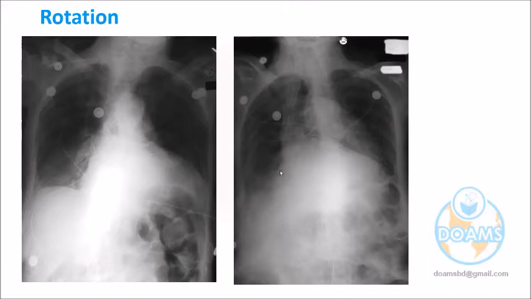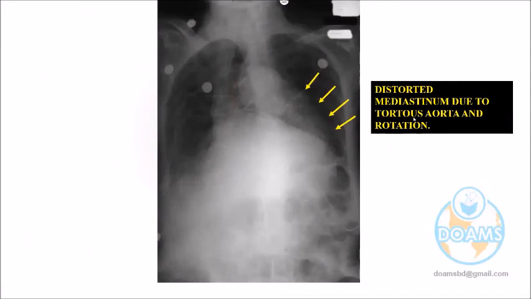But rotated doesn't mean that the X-ray is normal. Suppose there is mediastinal shifting, this is abnormal, plus there might be additional rotation also. So radio technicians are very alert to do this, but sometimes the patient cannot stand perfectly. It is also true. And now look at the distorted mediastinum due to tortuous aorta and the rotation. See, again there is a rotation. I have shown the picture previously. If you look, you see the clavicular end here, the spine is here. So the right side distance is more. It means there is a technical problem.